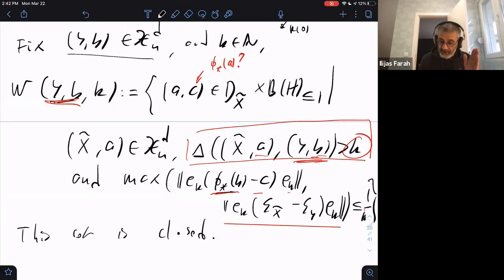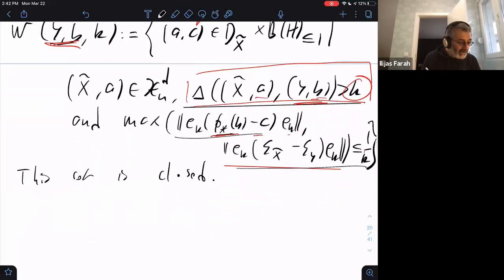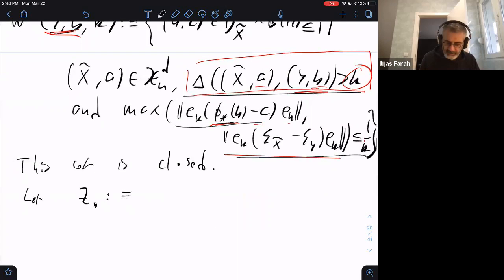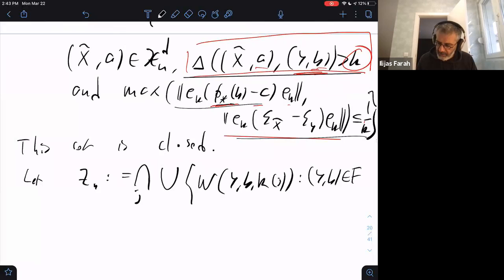And the entire condition here, you see this delta being big and these norms being small, any relevant condition is witnessed by something in some FKN for sufficiently large K. So really only those YBs that belong to some FKN matter. And that's what we do next. So we'll let Zn be the intersection over all J of the union of W, Y, B, K of J, where YB ranges, as I just said, just over F of K of Jn.